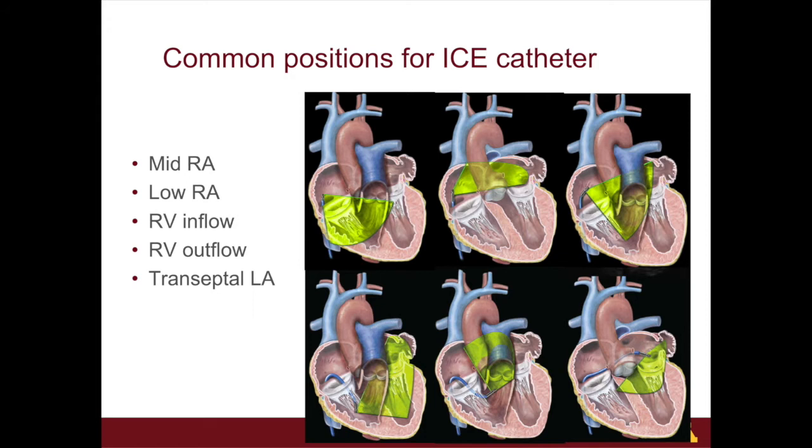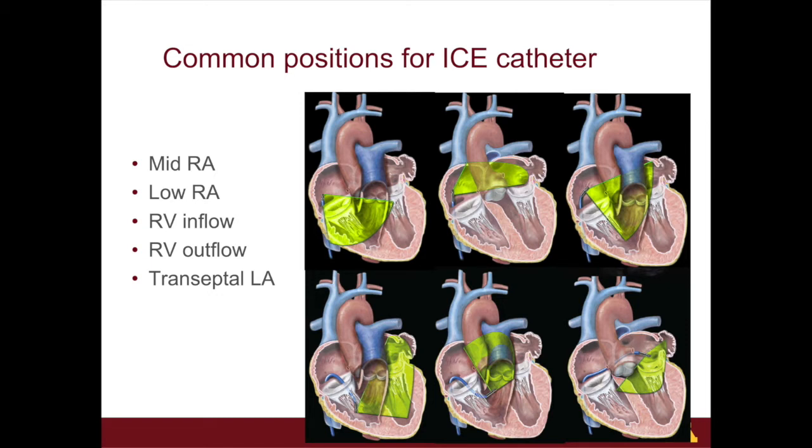There are 5 basic positions for the ICE catheter, and the most common positions that you can use the ICE catheter with. With the use of these 5 positions, you can look at almost everything in the heart, including coronaries. The most common positions that you need to get used to are the lower right atrium and the mid right atrium, which we'll spend a lot of time on today.